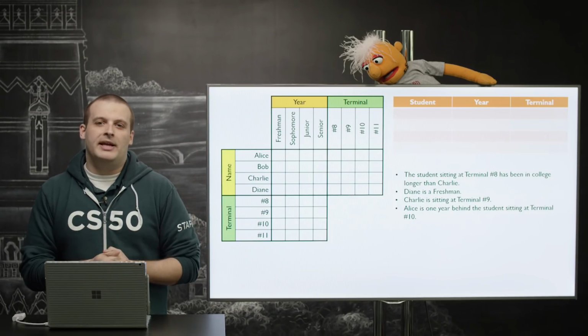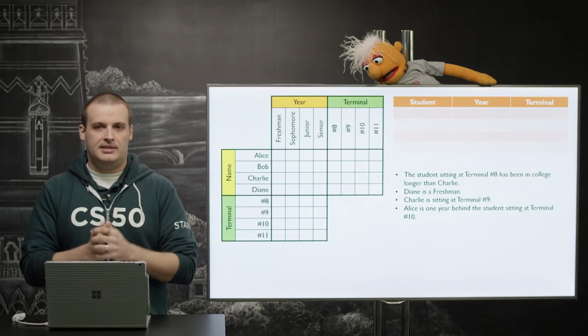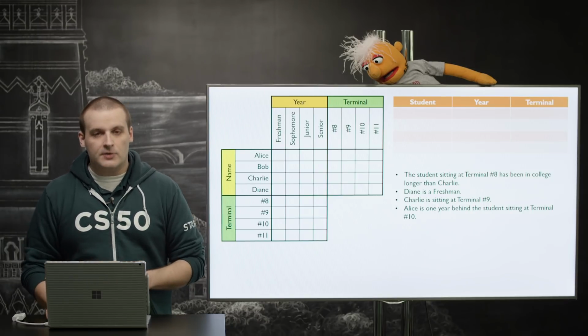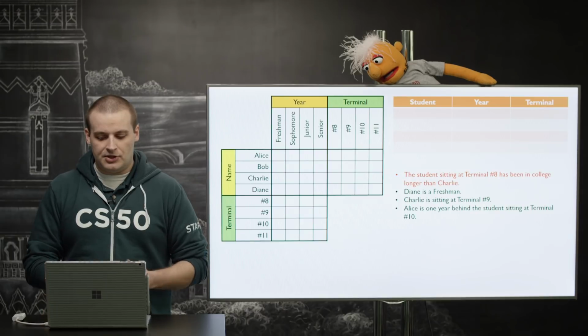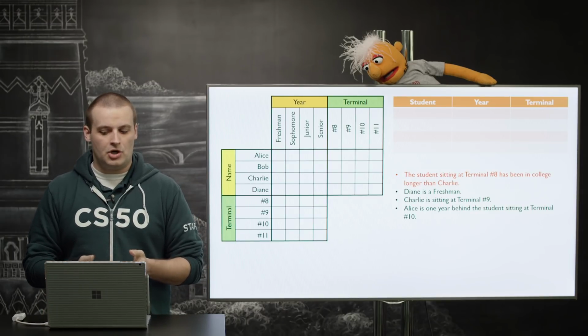And then there's one more step that we'll get to at the very end of the puzzle. But our goal is to figure out who is what, basically. So let's start by looking at the first clue. The student sitting at terminal number 8 has been in college longer than Charlie.